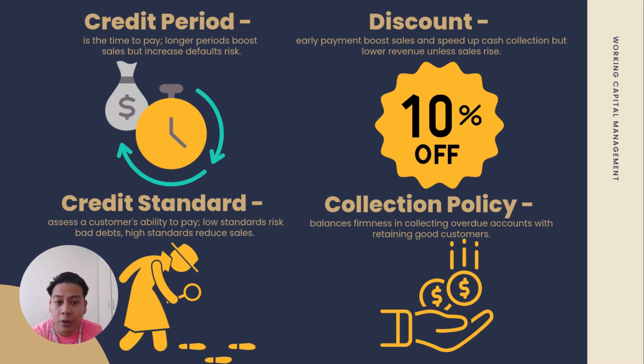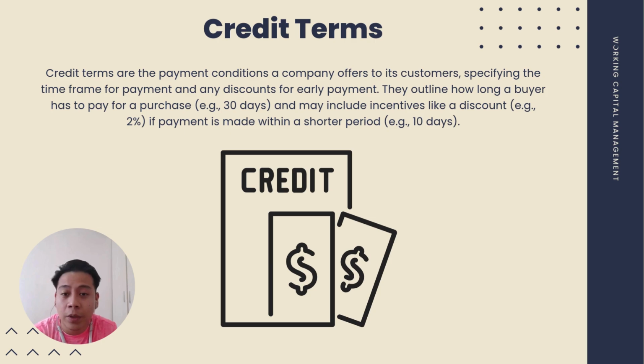Next is credit terms. Credit terms are the payment conditions set by the seller, detailing the time allowed for payment and any discounts for early payment. Firms usually state credit terms specifying the credit period and cash discount policy. For example, 2/10 net 30. That means a 2% discount is available if payment is made within 10 days, with the full amount due in 30 days if the discount is not used. Credit standards and collection policies are more subjective and typically not included in the published terms.